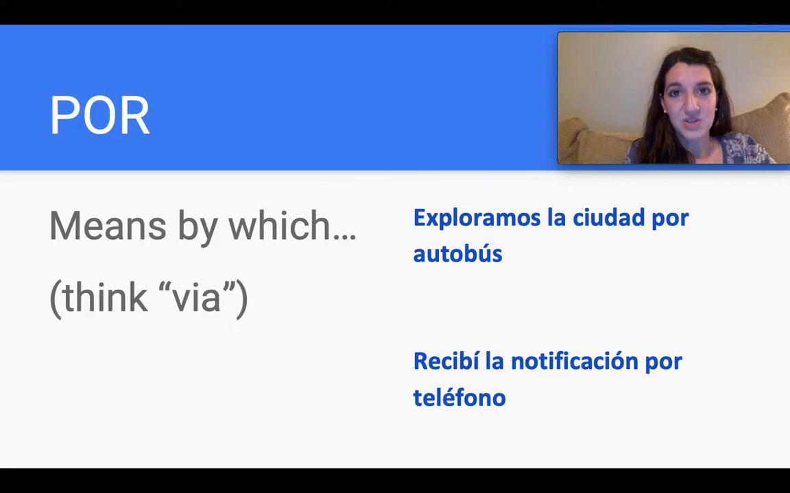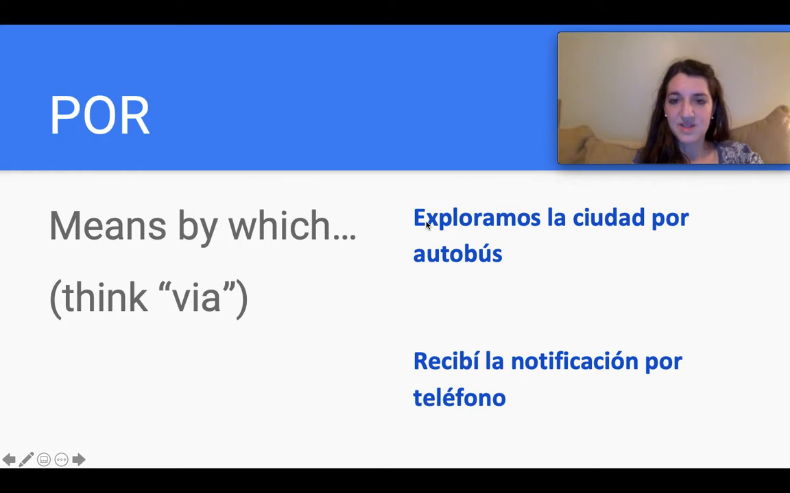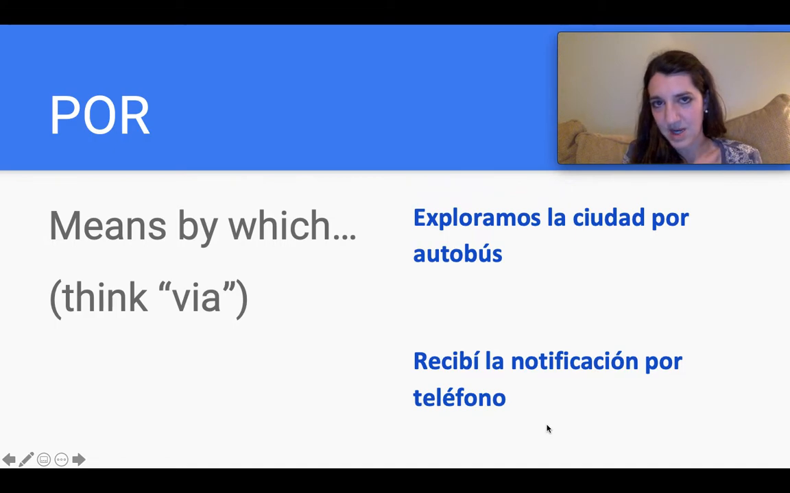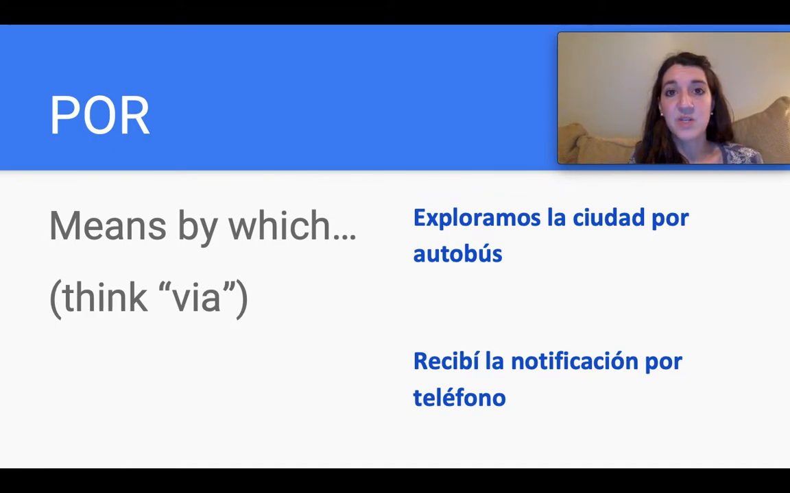Means by which. Okay, this is fancy terminology for thinking via. Again, I've given you a 3-letter word in English, via, for the 3-letter preposition. So look at this example. We explored the city via bus, right? I received my notification via telephone, right? I walked to the park via foot, on foot. The means by which I got there or something happened.